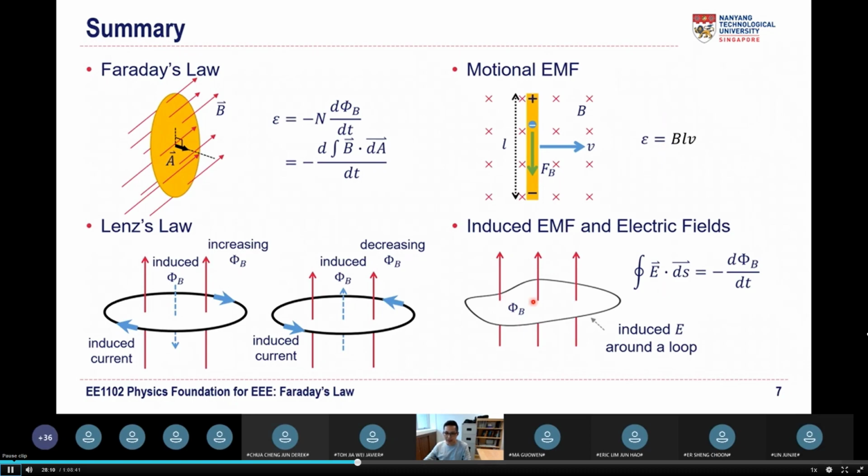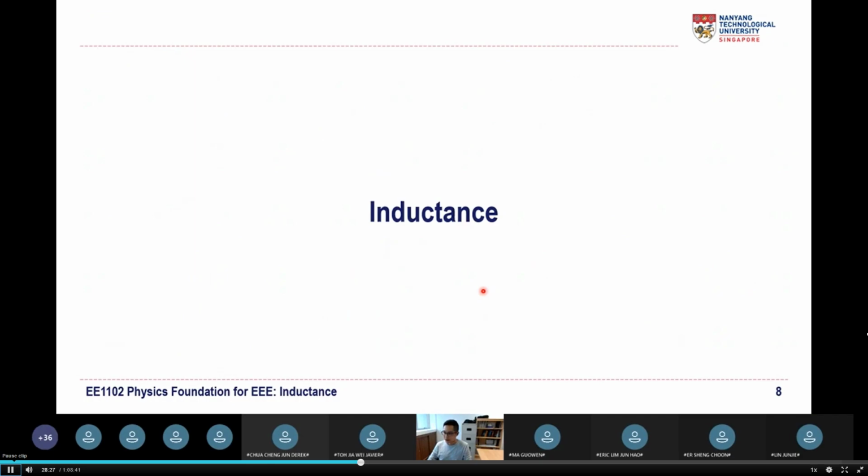We also discussed how a changing magnetic field through the loop can create an electric field around it, which is going to be an important factor when we discuss electromagnetic waves later. Any questions up to this point?